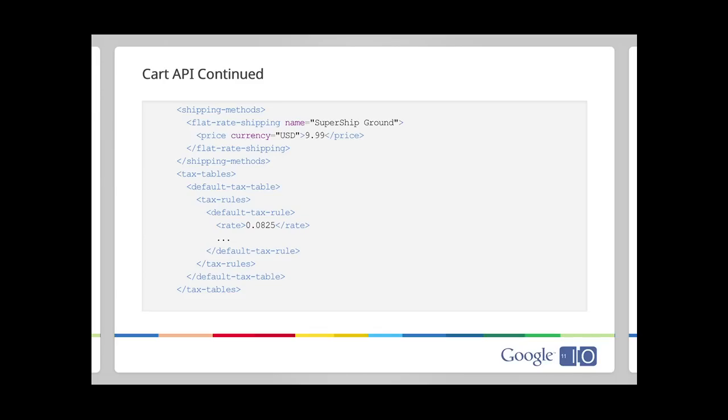Next, there's tax tables, and tax tables are pretty simple. It's just basically a fixed percentage for a given geographic area. And you can have multiple tax tables for different types of items.